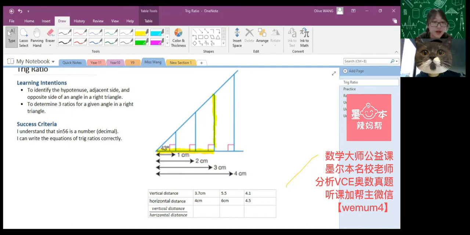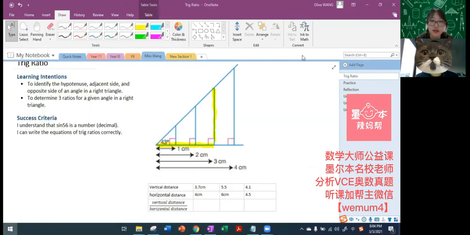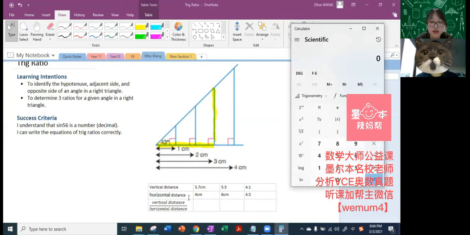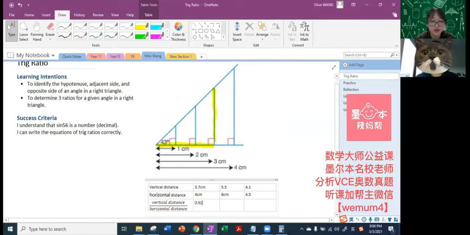So now, everyone, get your calculator out. You can use your calculator for this one. So what I want you to do is use the vertical one to divide by horizontal one. Let's see if we can find any magic there. Divide by 4, it gives me decimal 0.925. I'm going to do the other one.